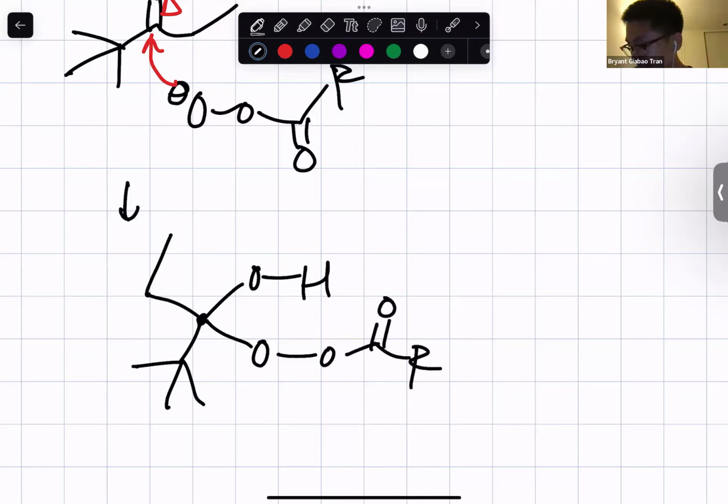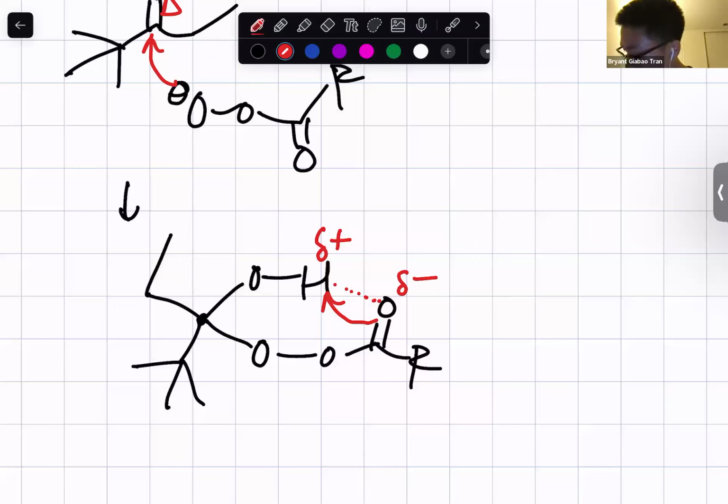Okay. So now we know this oxygen here is partially negative. This hydrogen here is partially positive, and it is bonded to an oxygen. So this right here can do H bonds. They are attracted to each other. This oxygen here is going to attack that hydrogen by using one of its double bonds to make a new bond between the oxygen and hydrogen. And then this is the migration step here.